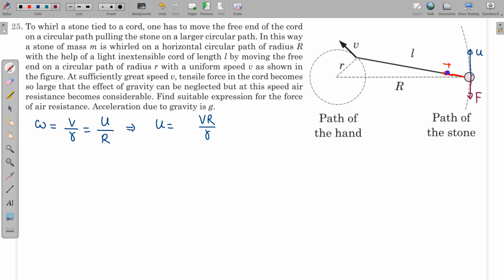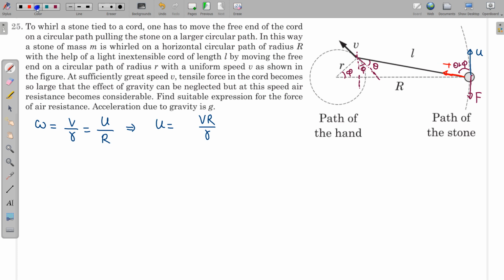Tension has two components. So for doing components, let me assume some angles. Suppose this angle is phi. If I extend this tangent, suppose this angle is theta, and if you draw a line here like this, this angle is phi, this angle will be 90 minus phi, and this angle is again phi. So this angle, you can see, is theta plus phi. So the component of tension towards the center will be T sin of theta plus phi.